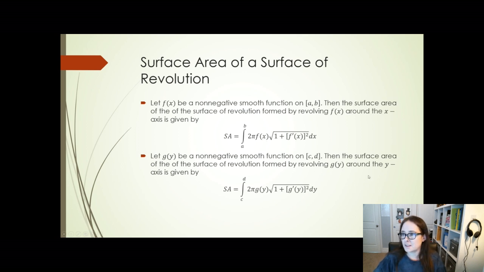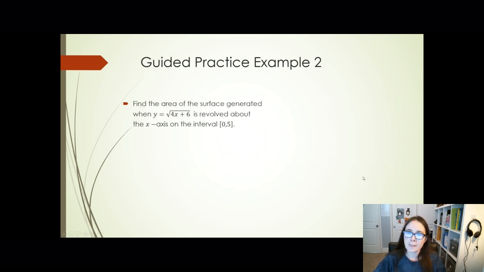Okay, so let's give this formula a try. We want to find the area of the surface generated when y equals the square root of 4x plus 6 is revolved around the x-axis. I'm revolving around the x-axis, and the equation is in terms of x, so I should be integrating this one with respect to x this time. And we're on the interval from 0 to 5, so there are our limits of integration.